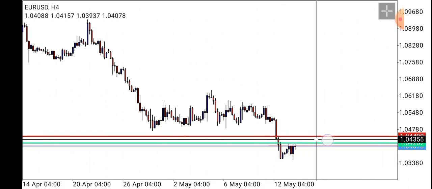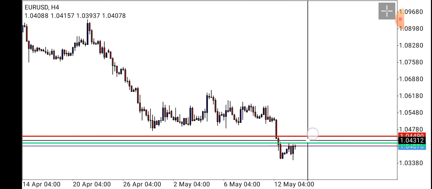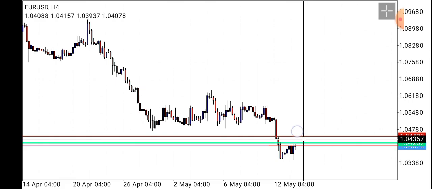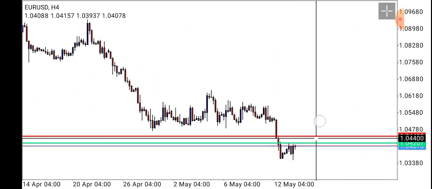So this is like my supply zone. This is my supply zone. So if the market or a candle closes above this zone, I would buy. Now the last thing I would do is this.